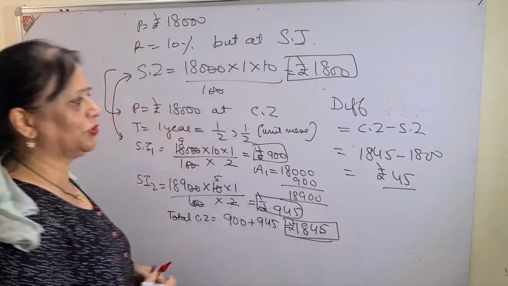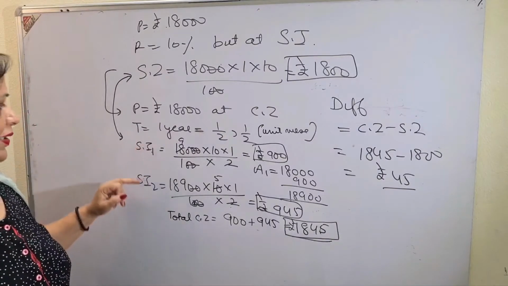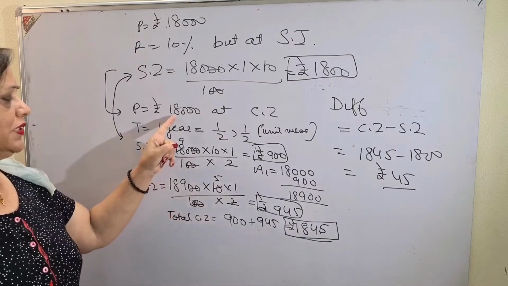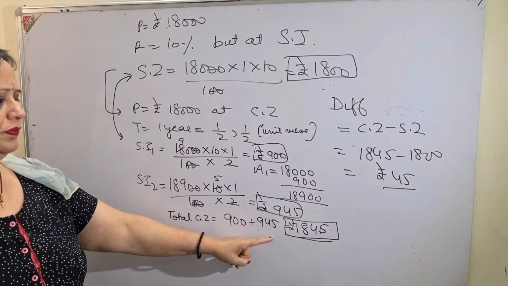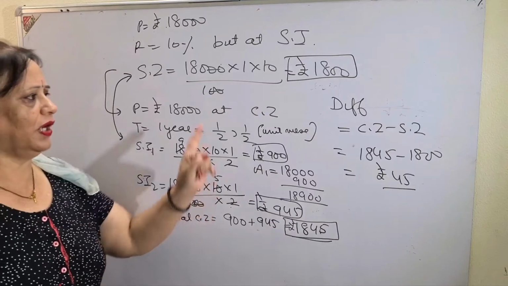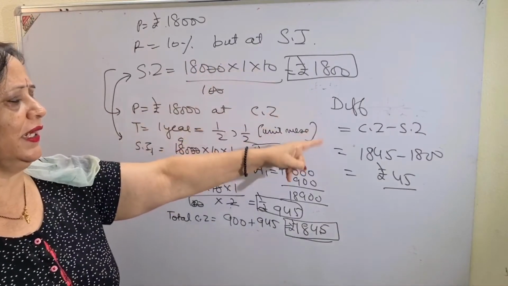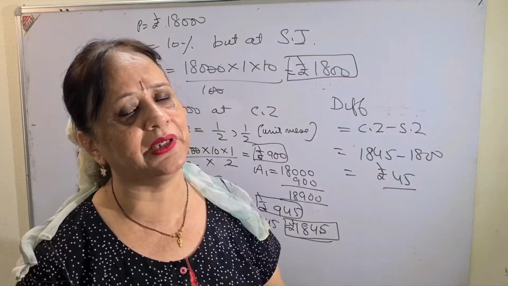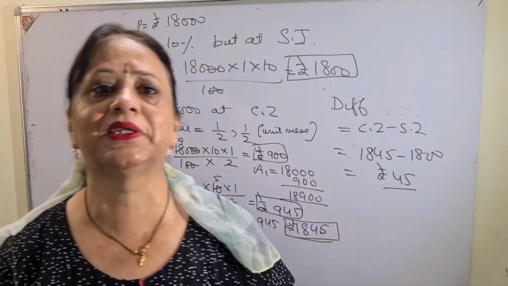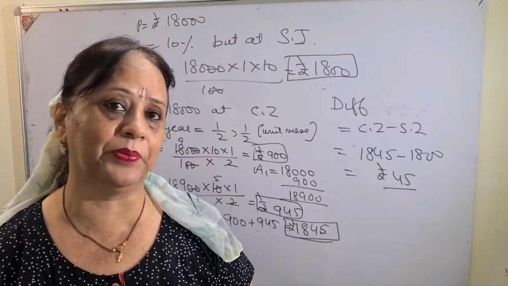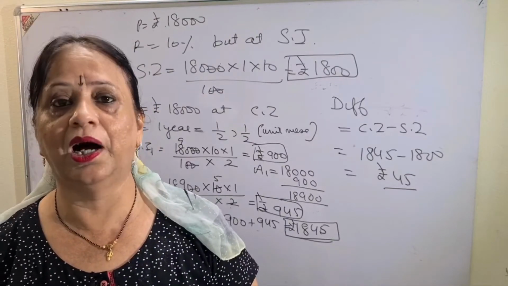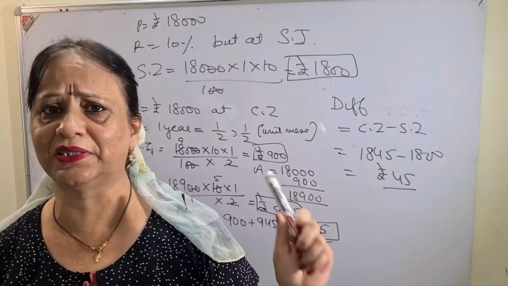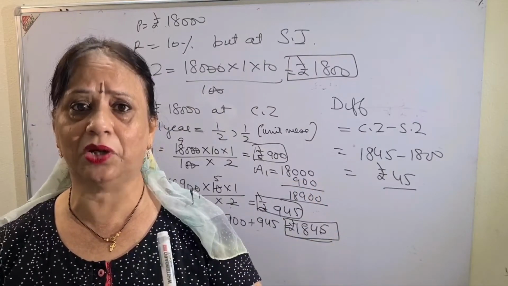I told you 2 ways to calculate CI. Either you add the simple interest, that is SI1 plus SI2, or you subtract the original principal from the final amount. You will get the CI. So after seeing the difference between SI and CI, he got the profit of rupees 45. I just want to say this again, that compound interest is greater than simple interest for the same principal, same time, same rate. Some specific conditions are there, but for now you take CI to be greater than SI because it is interest on interest.